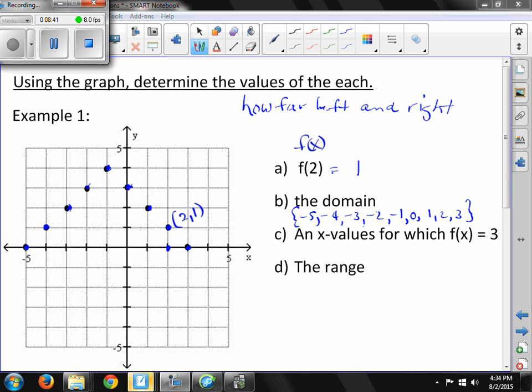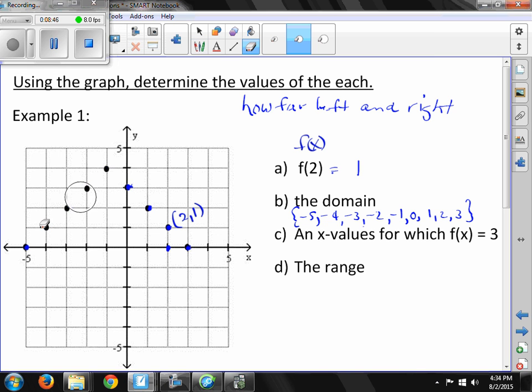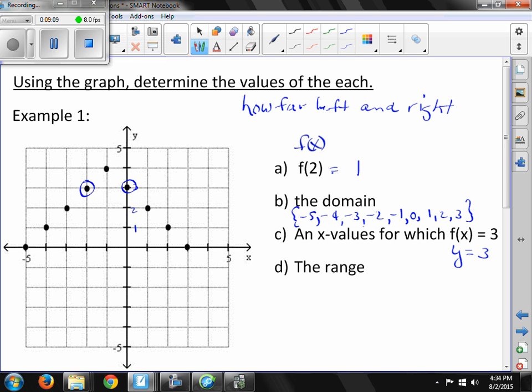Any x values for which f of x is equal to 3. Now let me erase what I have here so that we can look at it fresh. In other words, y is equal to 3. So let's find where y is equal to 3. Here's 1 on the y-axis, 2 on the y-axis, and 3 on the y-axis. So we have 2 y values that are equal to 3. This one is the point (0, 3), and this is the point (-2, 3).